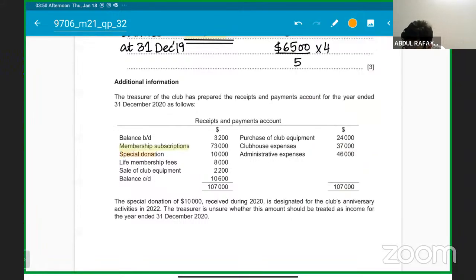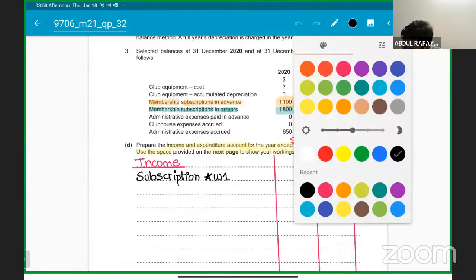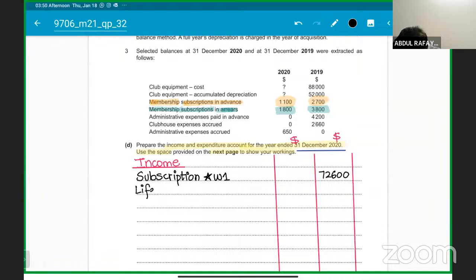We have talked about special donation. Donation will not come in here. Why, sir? Donation is a capital receipt. It will not come in here. Then we'll talk about the life membership fees. Life membership is an income as well. So let's talk about the life membership fee. That is $8,000. Here we go, students.